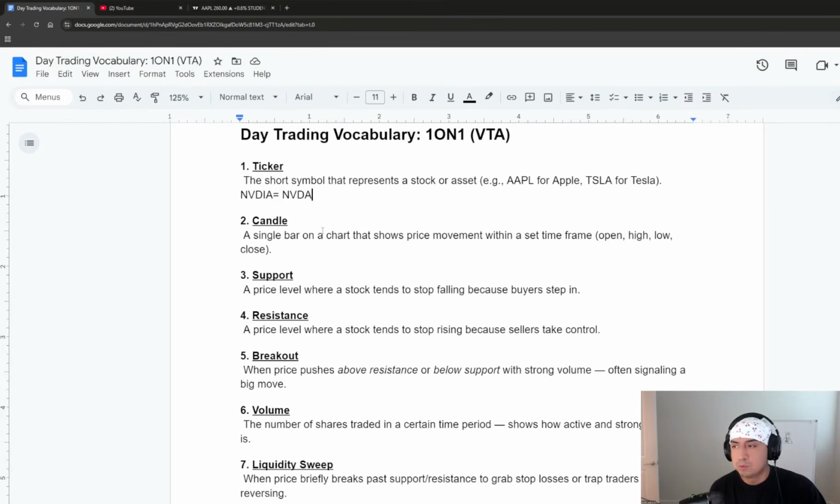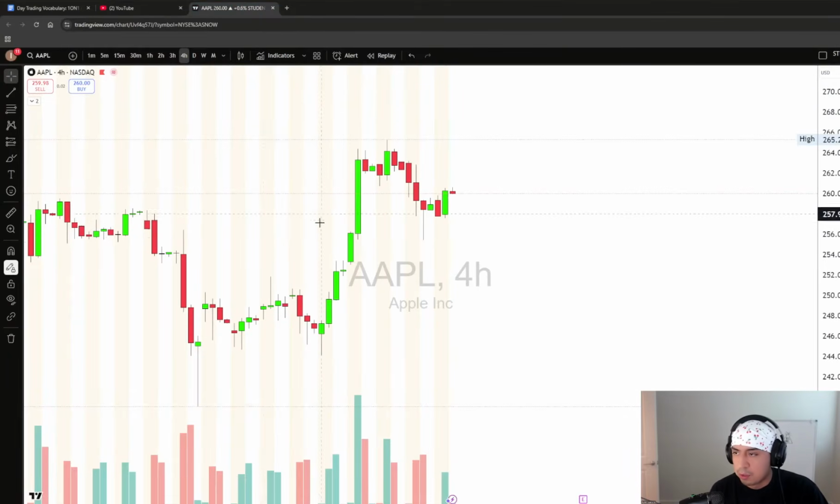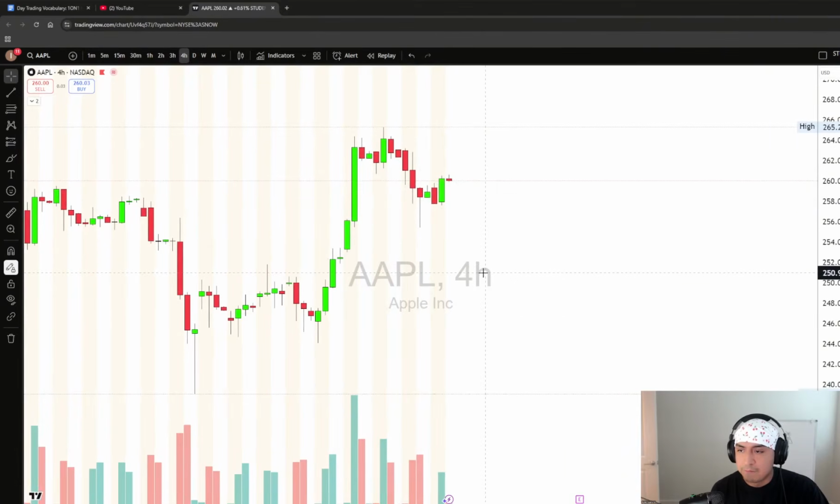So now number 2, candle: a single bar on a chart that shows price movements within a set time frame. Open, high, low, close. Let's go onto a chart, and let's say we're on Apple, for example. Every candlestick that we are seeing here has a mixture of green candlesticks and red candlesticks. You can see that we are on a set time frame, which is a 4 hour. Every candlestick here that we're looking at sums up 4 hours.